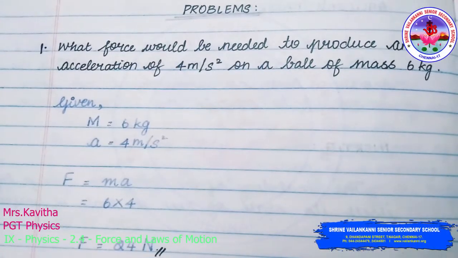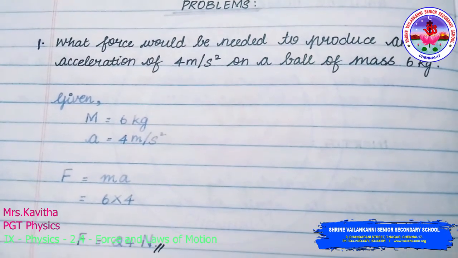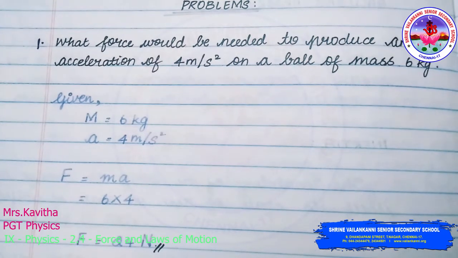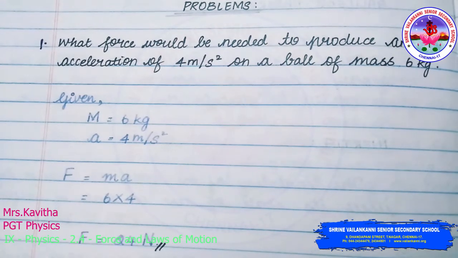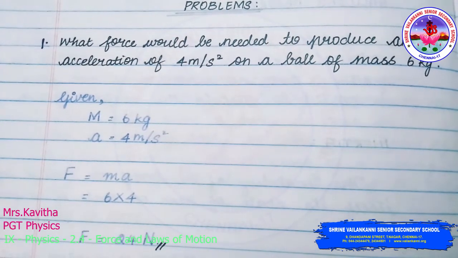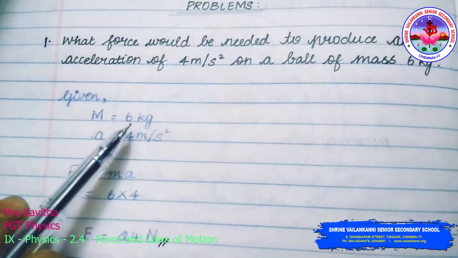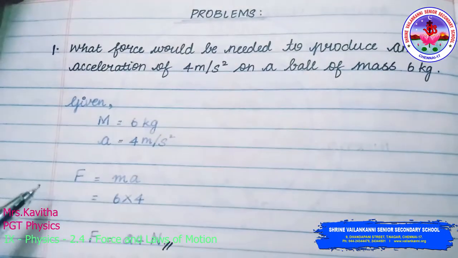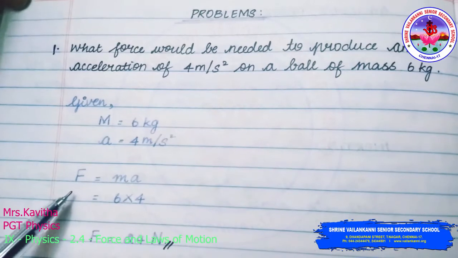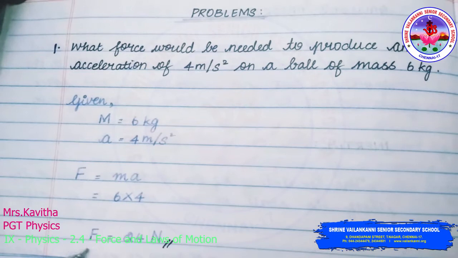Now force and laws of motion numericals. First question, what force would be needed to produce an acceleration of 4 meter per second square on a ball of mass 6 kilogram? First we have to write always given. So mass they have given as 6 kilogram, acceleration which is equal to 4 meter per second square. So we know that directly the formula F, that is force, is equal to ma. So 6 into 4, 24 Newton. So force which is equal to 24 Newton.